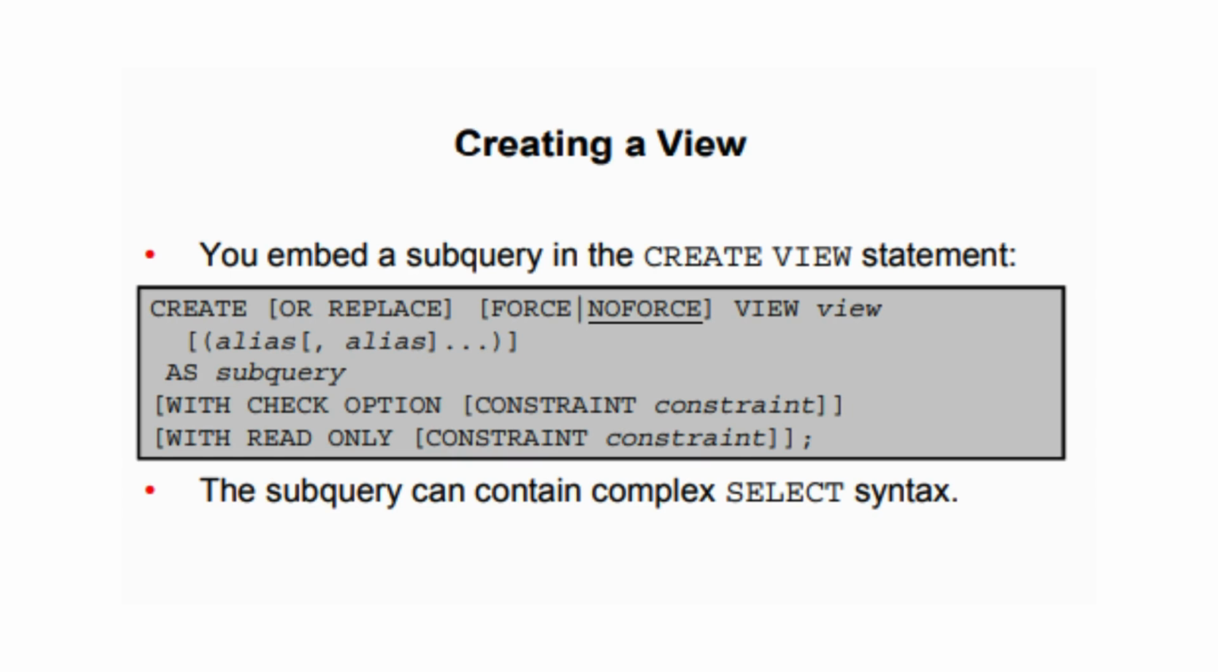With check option specifies that only those rows that are accessible to the view can be inserted or updated. Constraint is the name assigned to the check option constraint. With read only ensures that no DML operations can be performed on this view.